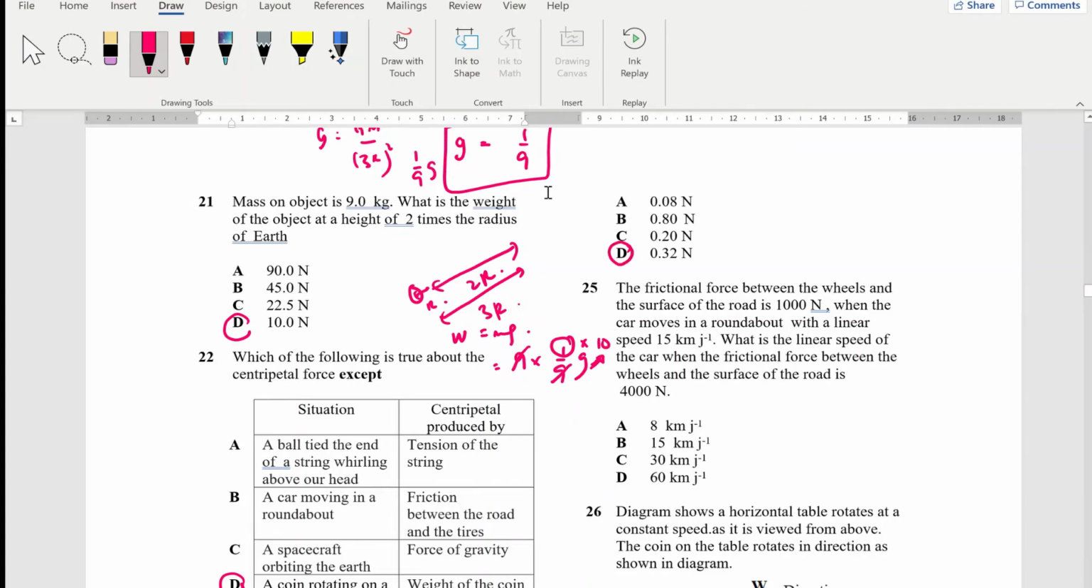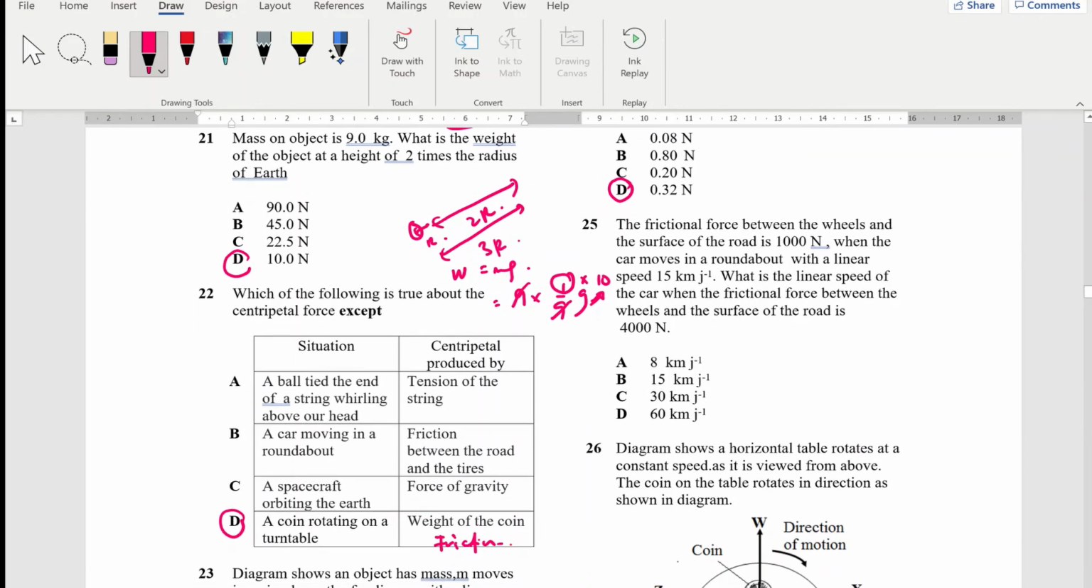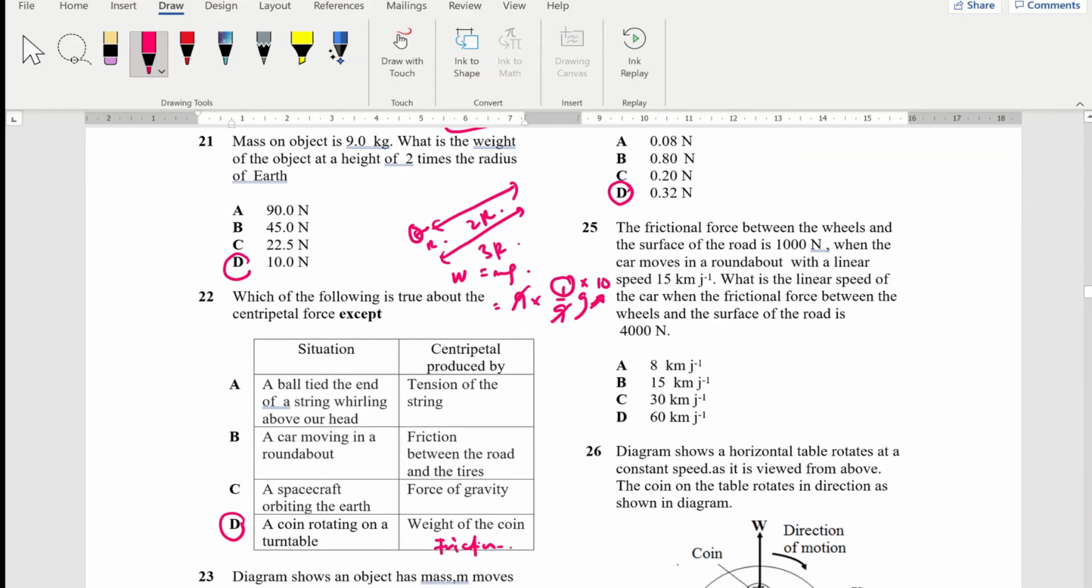25. The frictional force between the wheels and the surface of the road is 1000 Newton when the car moves in a roundabout with a linear speed of 15 km, meter ni kilometer per hour sebenarnya. Dia guna bahasa Melayu pula. Kilometer jam. What is the linear speed of the car when the frictional force between the wheel and the surface of the road is 4,000 Newton? Okay. So kat sini kita boleh guna apa tu?